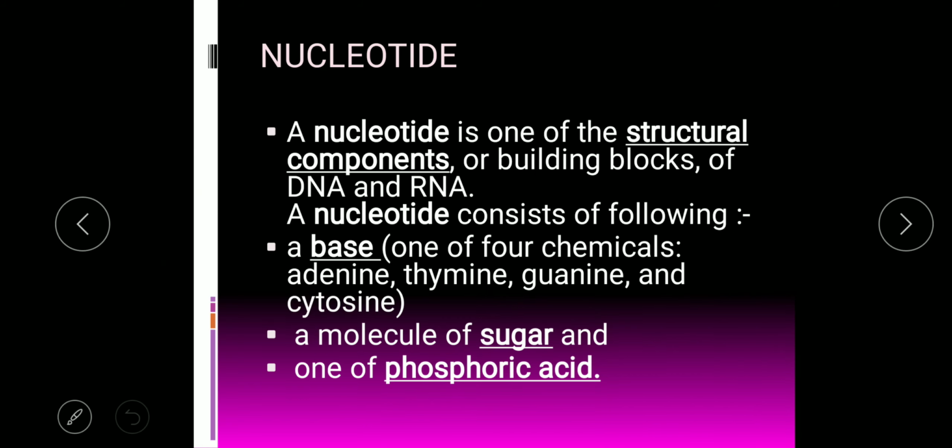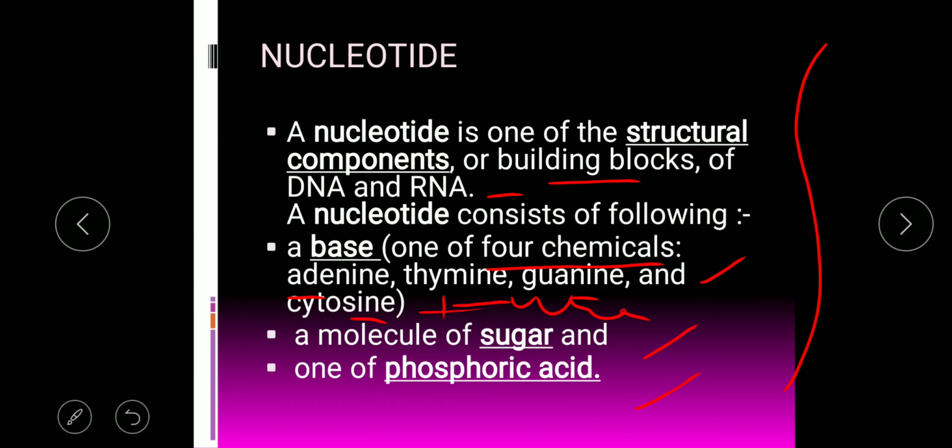Now what are nucleotides? Right now we have seen that a DNA strand is a polynucleotide strand. A nucleotide is one of the structural components or building blocks of DNA or RNA. A nucleotide is a complex chemical compound which is basically composed of three different components, that is a base, a molecule of sugar and one molecule of phosphoric acid. The bases are of four chemicals, that is adenine, thymine, guanine, cytosine, plus uracil.